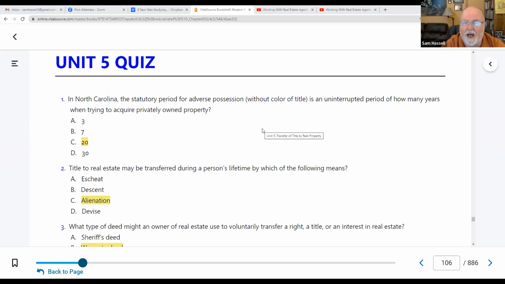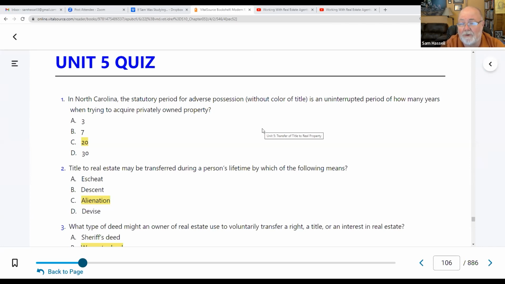Now, what is the color of title? This is without the color of title. The color of title, if you remember, is if you had an actual closing. You went and you had an actual closing and you got the deed and everything else. And then somewhere around 8 years later, somebody knocks on your front door and says, you know, there was a mistake when you bought this house. You weren't supposed to be the owner. I still owned it. I never gave it up.